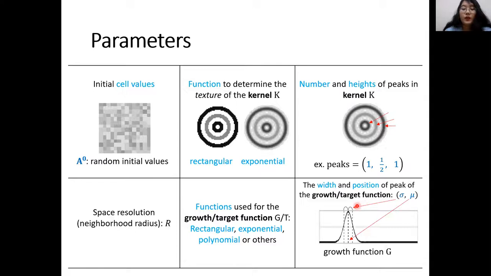These are the important parameters, sigma and mu. They are the width and position of the peak of the growth function, respectively. We will search for organisms in sigma and mu space later.